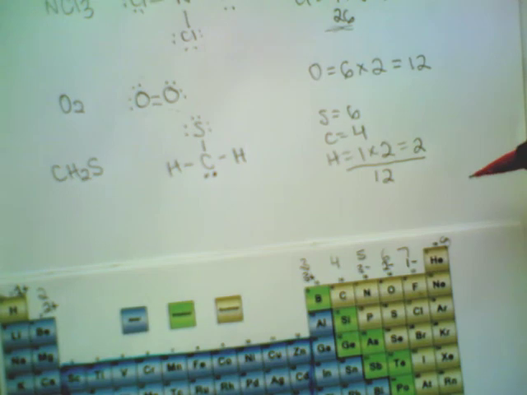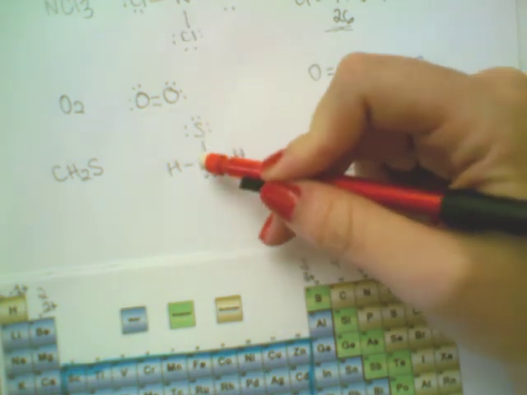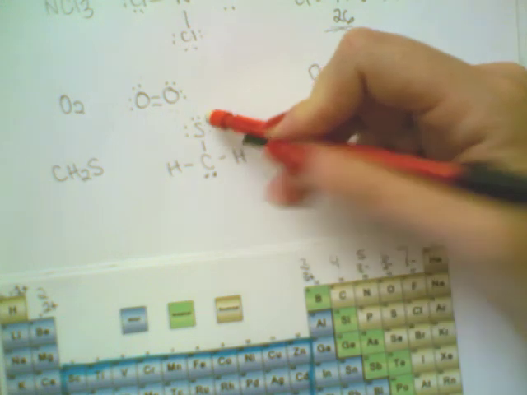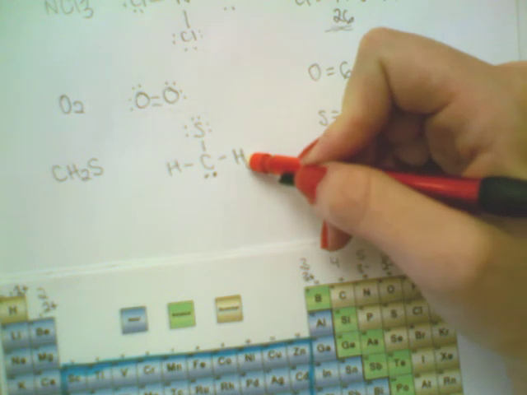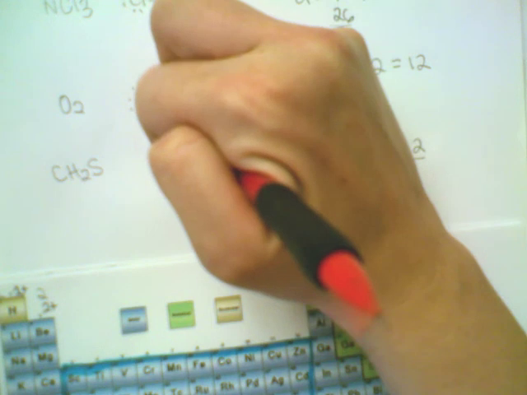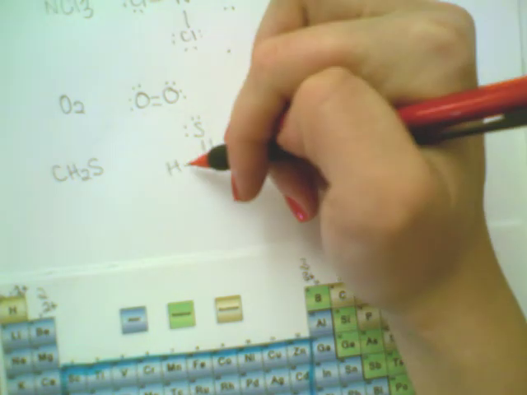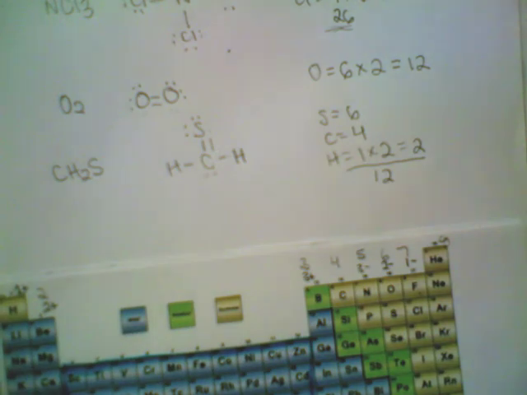So we have too many electrons in our structure. So what we're going to do is create a double bond. The only place that we can put the double bond is between carbon and sulfur. That's because you can't make a double bond between carbon and hydrogen. Hydrogen can only make 1 bond. So I'm going to take these 2 electrons here, these 2 electrons here, and create my double bond. Now I have 2, 4, 6, 8, 10, 12. So that is the correct structure.